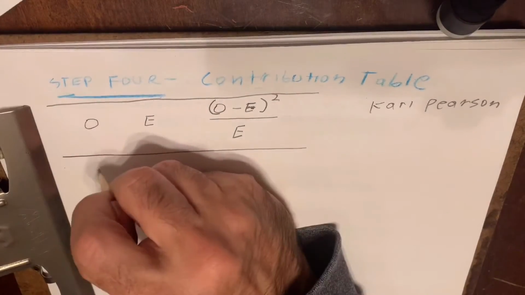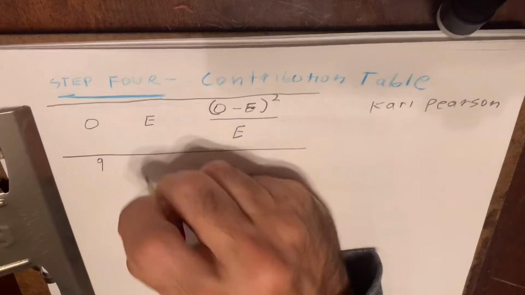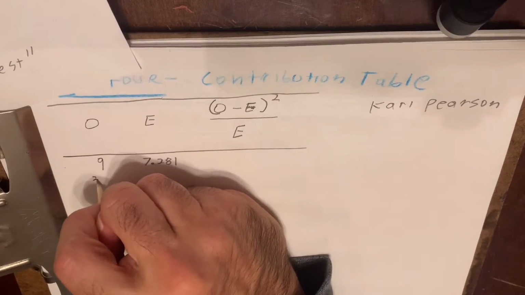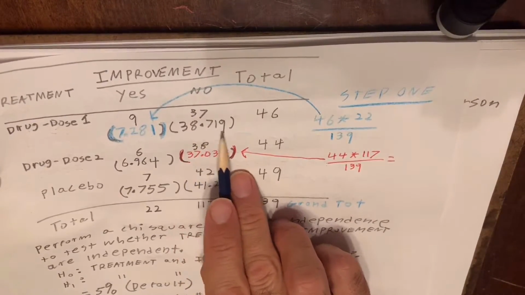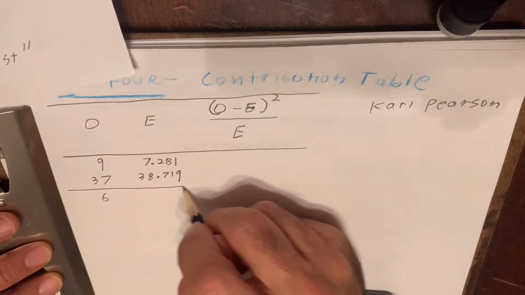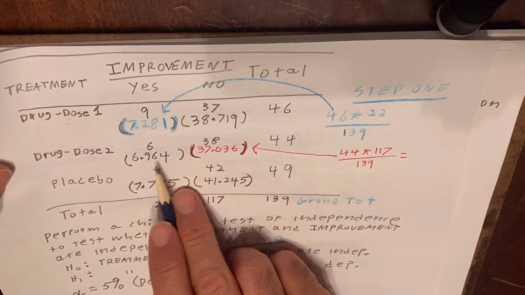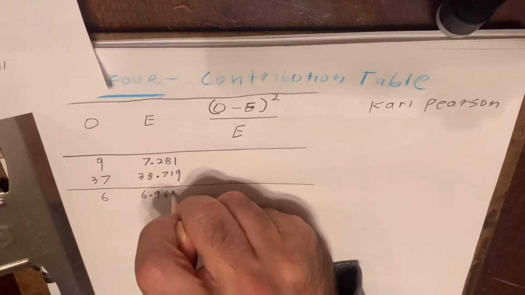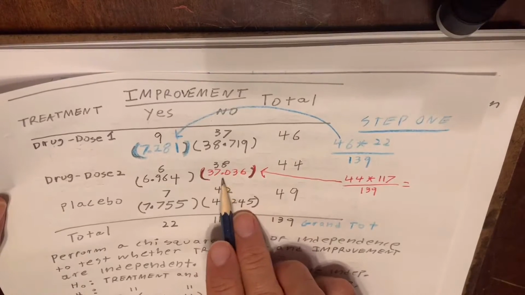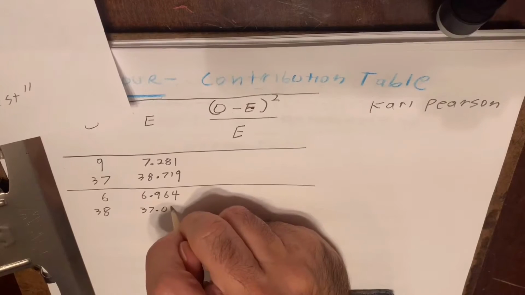So all we're going to do now is copy these in. So here we have 9 is the observed, and the expected is 7.281. And this one's done, so now we have 37 is the observed, and the expected is 38.719. First row is done. And now 6 is the observed frequency. I'm going to put a little line just to organize my work. And 6.964 is the expected frequency. And 38 is the observed frequency, and 37.036 is the expected frequency. All right, 2/3 done.